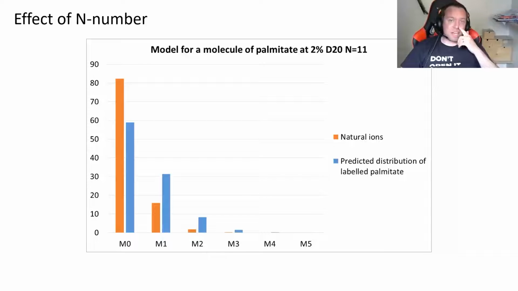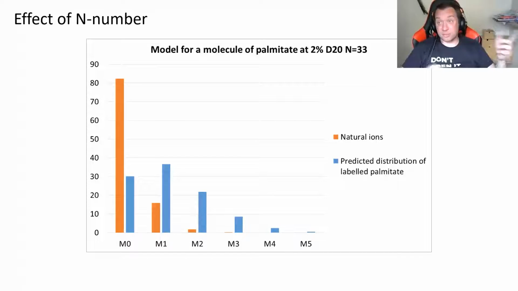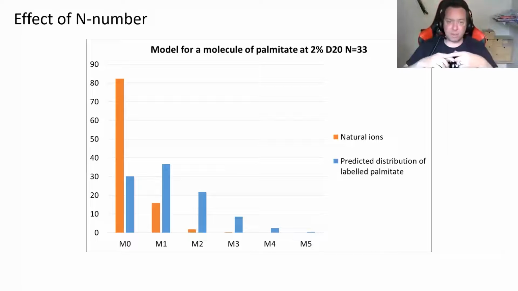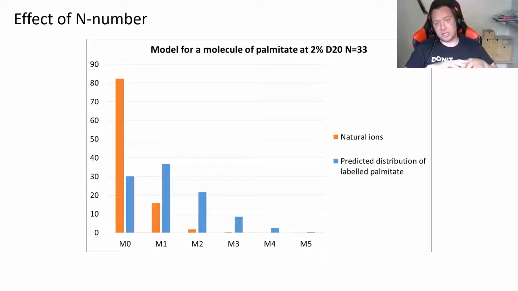Equally, we can look at the effect of N. If we look at 2% deuterated water, this would be what happens with an N of 11. That's with an N of 22, and that's with an N of 33. So at a fixed level of precursor, we're just changing the number of car parking spaces. And this is showing the calculated distributions.